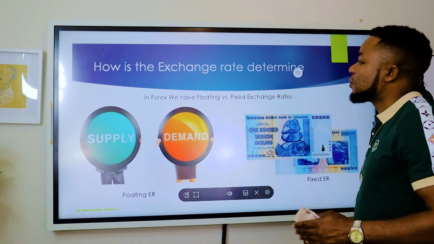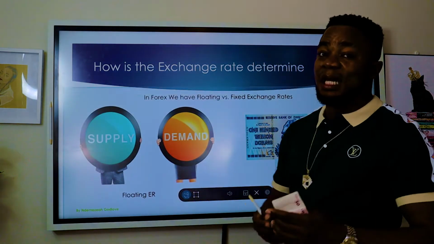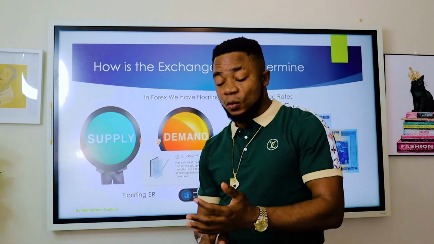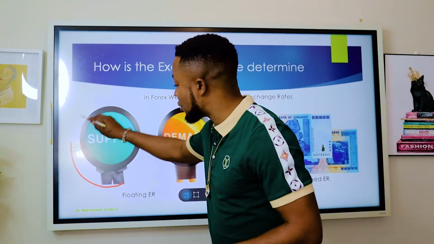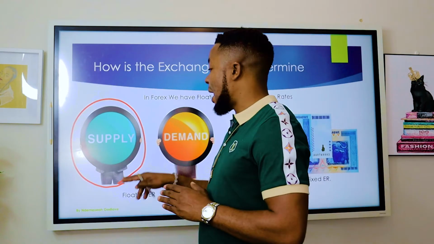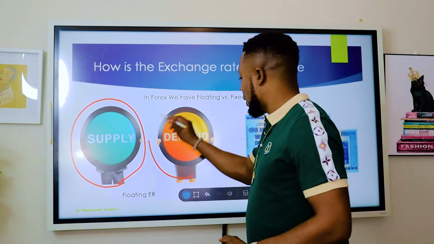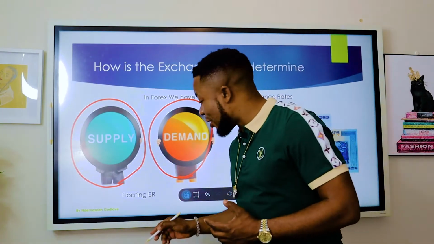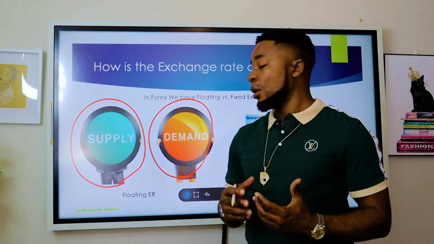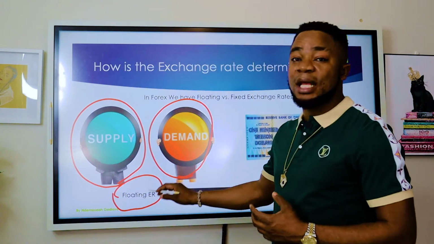So let's go to this one. How is the exchange rate determined? There are two ways you can determine the exchange rate. The first way is through demand and supply. 95% of all currencies in the world are determined by demand and supply. Any currency pair determined by demand and supply is said to have what they call the floating exchange rate.